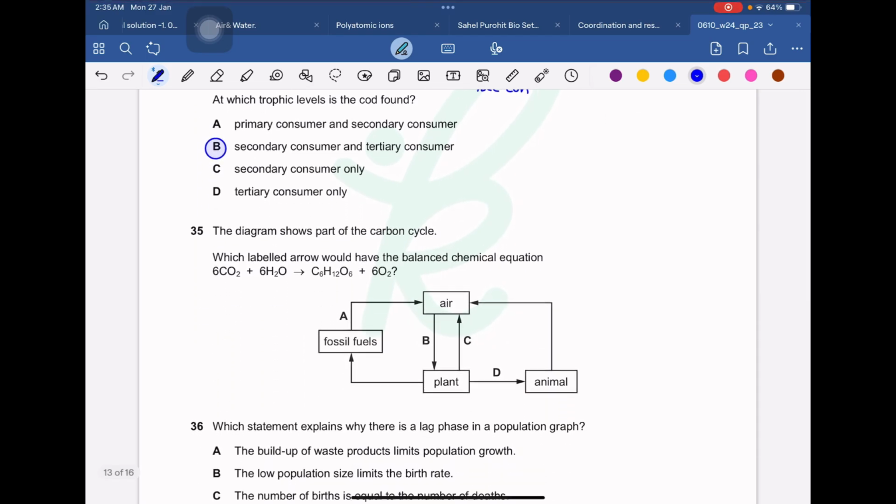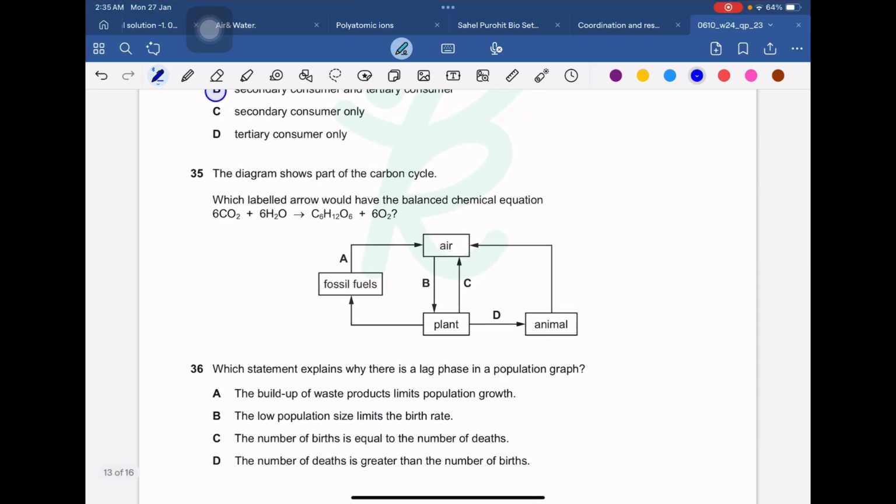Let us move on to the next question. The diagram shows part of a carbon cycle. Which labeled arrow would have the balanced chemical equation, that is 6CO2 plus 6H2O giving C6H12O6 and 6O2, which is the equation for photosynthesis. So photosynthesis is carbon dioxide coming from the air into the plant. So that's why the answer for this will be B.